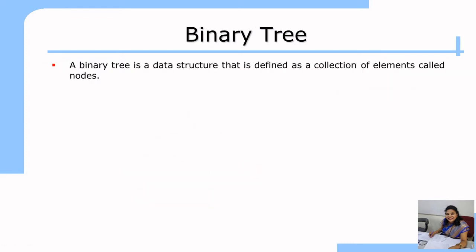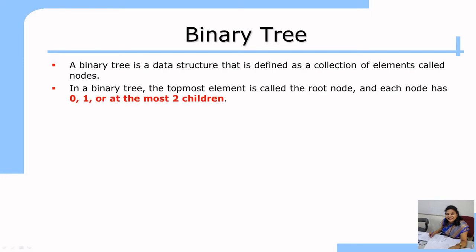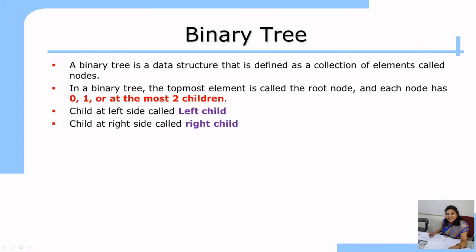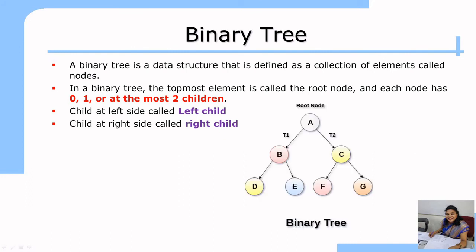Next type is a binary tree. Binary means 2. So a binary tree is a data structure defined as a collection of elements called nodes. In a binary tree, the topmost element is called the root node, and each node has either 0, 1 or 2 children. It means that in a binary tree, no node can have more than 2 children. Only 0 child, 1 child and 2 children are allowed. The child at the left side is called the left child, the child at the right side is called the right child. See, this is a binary tree.